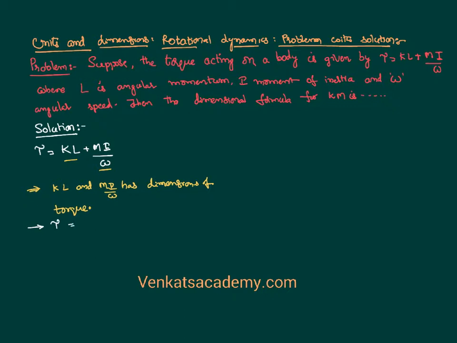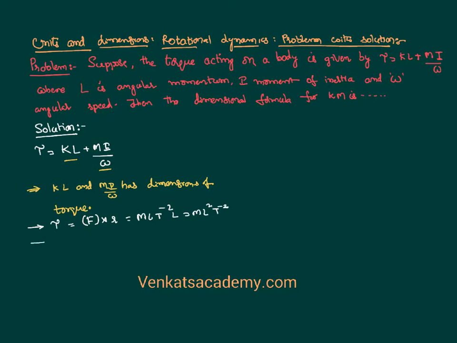Torque. We know torque is mathematically defined as the product of force and perpendicular distance, R bar cross F bar, or in terms of just a dimensional formula I can write F into R. I know F is nothing but MA, R is nothing but L. So the dimension formula of torque is M L square T power minus 2.